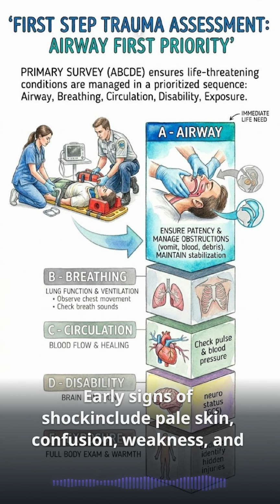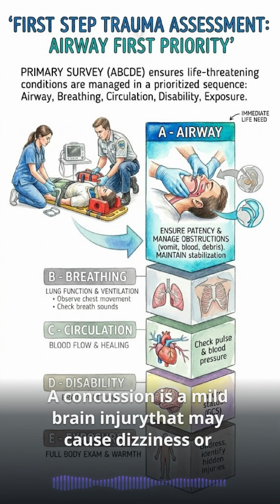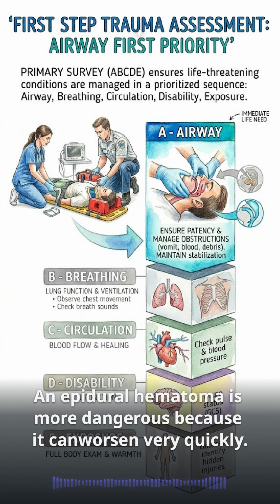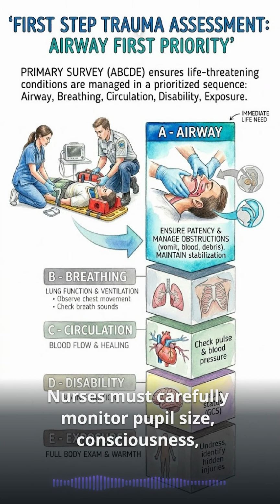Head injuries are also common in trauma patients. A concussion is a mild brain injury that may cause dizziness or confusion. A subdural hematoma is bleeding under the skull that develops slowly. An epidural hematoma is more dangerous because it can worsen very quickly. Nurses must carefully monitor pupil size, consciousness, and changes in behavior.